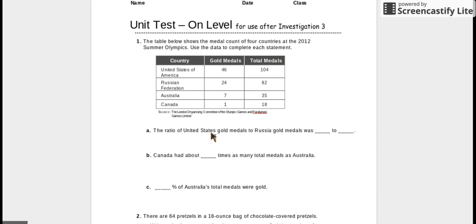So the ratio of United States gold medals to Russia gold medals was blank to blank. The United States gold medals, 46. And the Russian gold medals, if we look, 24. Now it's a good start, but it looks like we can simplify. Looks like we can at least divide both by 2.